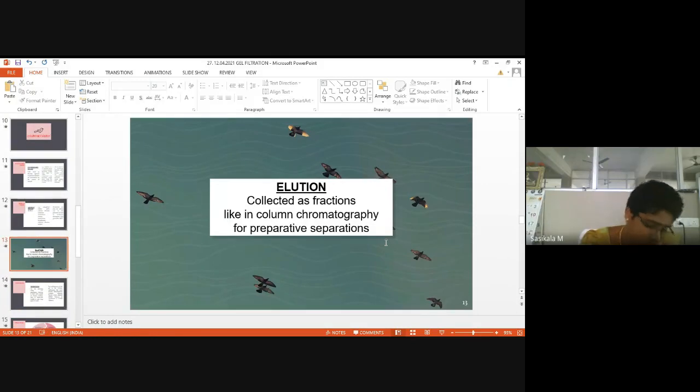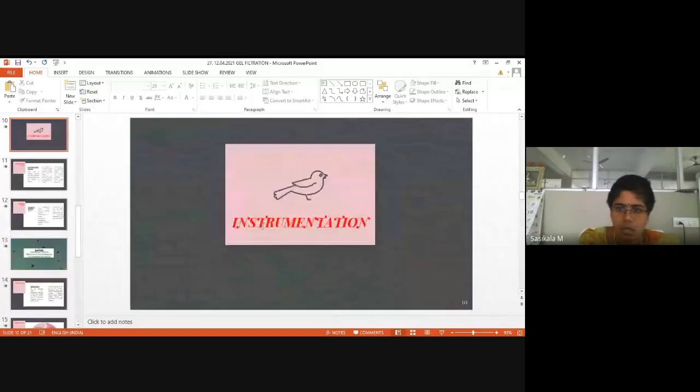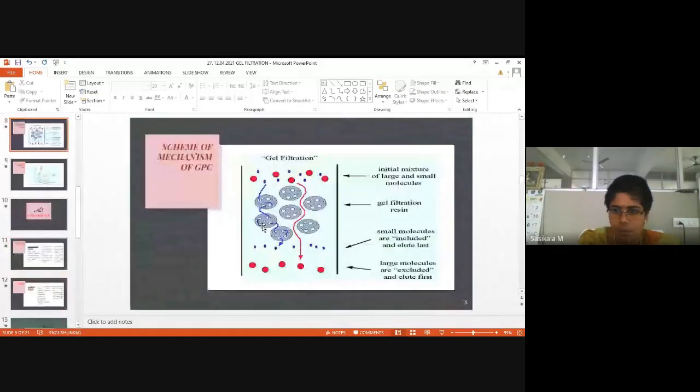Then elution is nothing but separating out or eluting out the separated compounds from the column. We can go with either preparative or analytical separations, like in column chromatography. That is collected as fractions and can be further used for characterization. From the column, you can observe the picture here. This is a column, right? It is eluting out from the column.